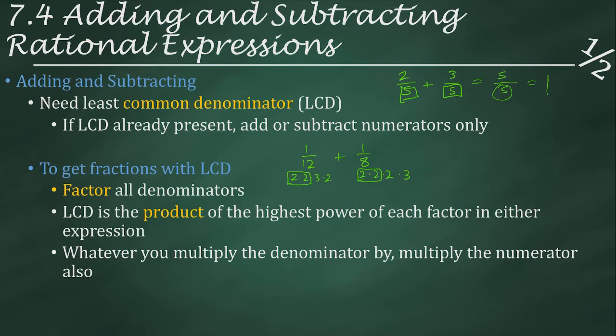Whatever you multiply the bottom by, you multiply the top by. So I multiplied by the 2, so I multiply the top by the 2. Here I multiply the bottom by a 3, multiply the top by the 3.